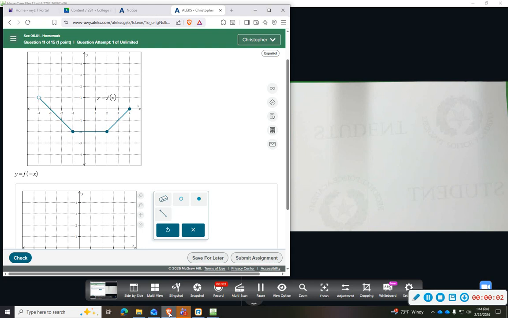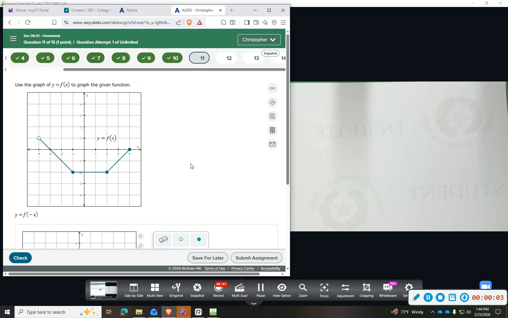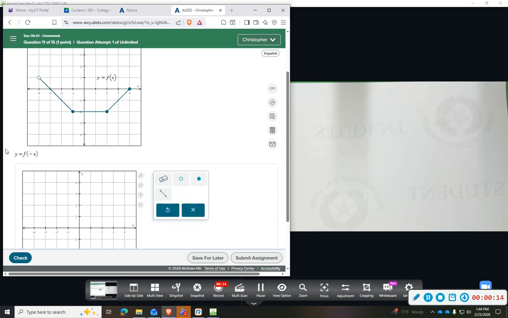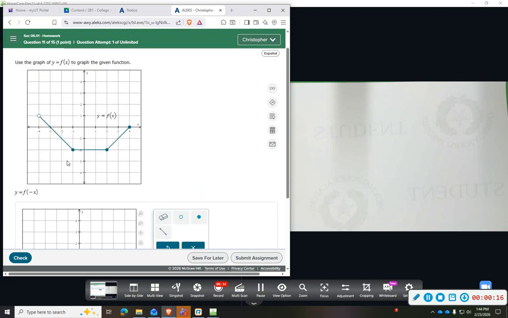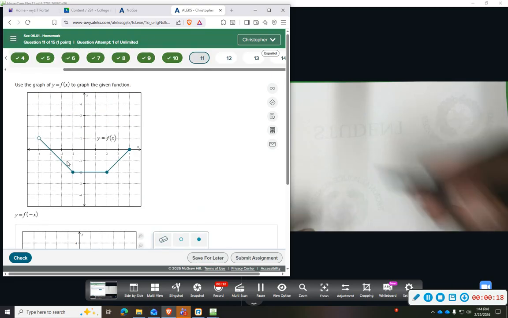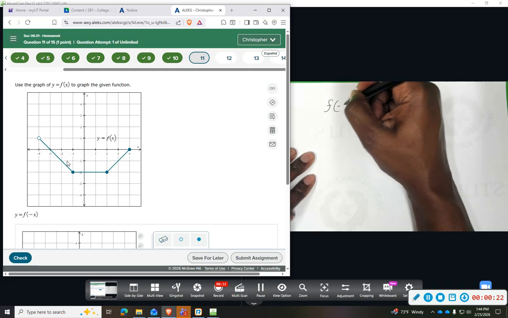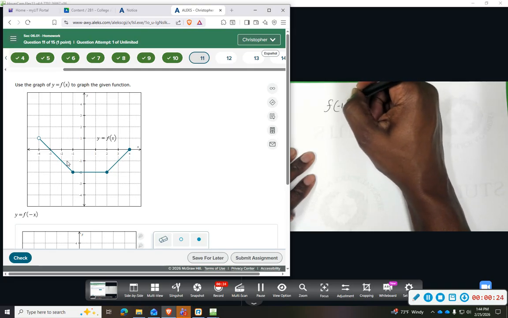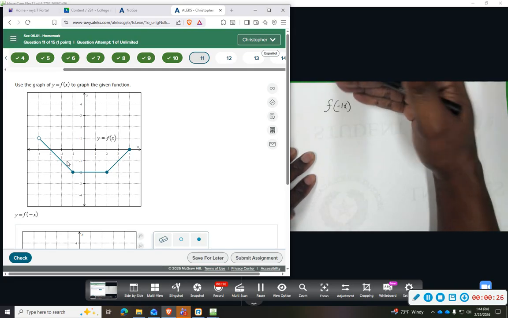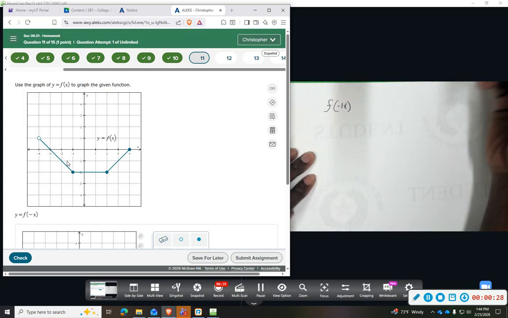All right, number 11. We want to use the graph of y equals f of x to graph the given function. So we have y equals f of x here, and we're going to graph y equals f of negative x. This is the same as making it negative 1 times x, so this is going to reflect the graph across the y-axis.